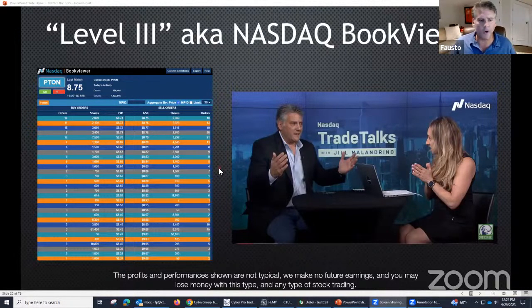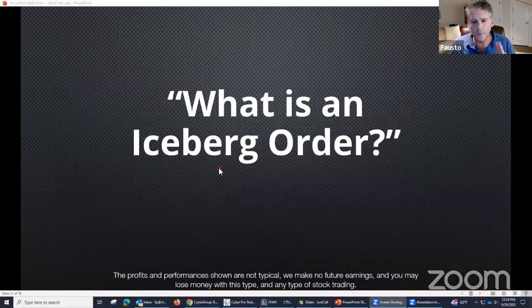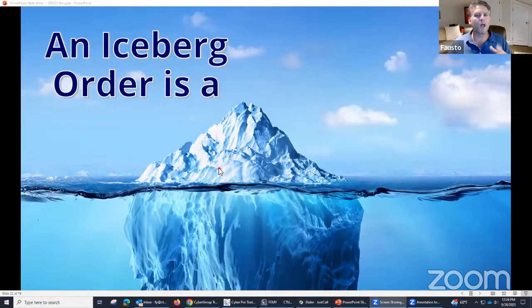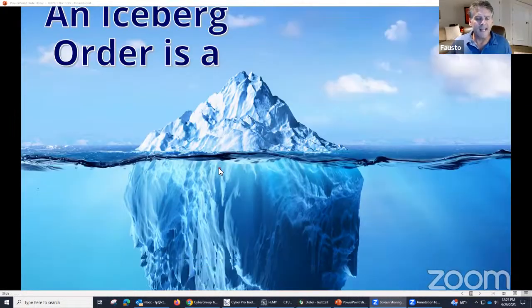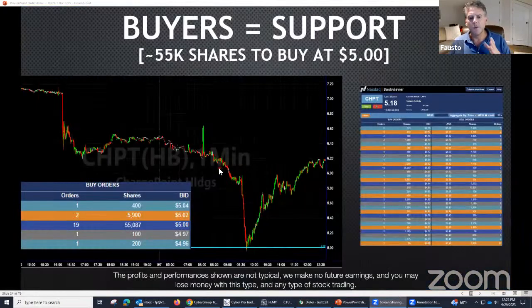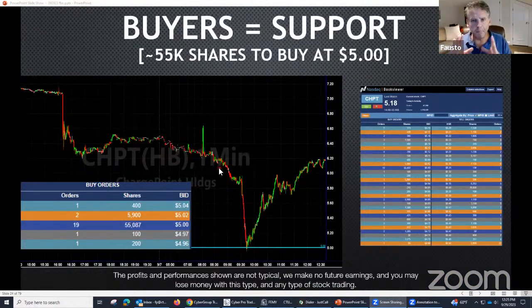So let's talk about how it works. What is an iceberg order? An iceberg order is a big block order. I'm going to show you what that is, and we're going to look for those big block orders. The reason why I came up with the iceberg is due to the movie The Titanic. And you all should probably know what happened when the Titanic hit an iceberg. Didn't work too well for all those people out there. They all died. So what is an iceberg order? A big block order.